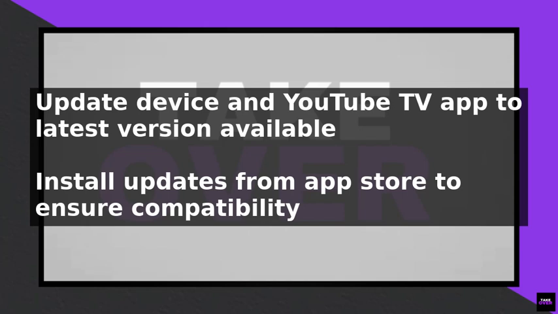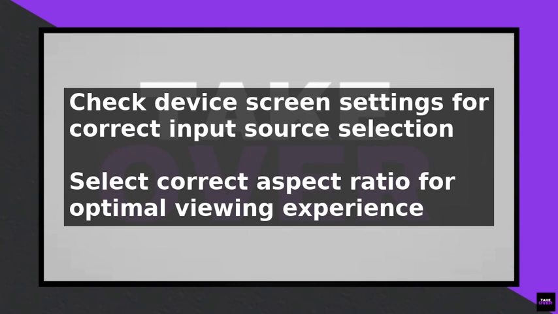For smart TVs, navigate to the Settings menu and look for Display or Picture Settings. Select the correct input source and ensure the screen is set to the correct aspect ratio. For mobile devices, go to the Settings app, select Display, and choose the correct screen orientation.